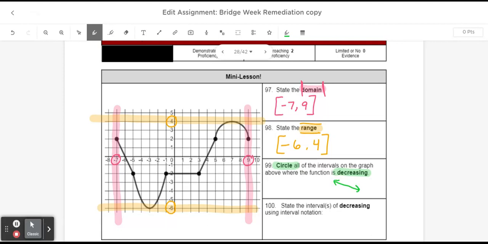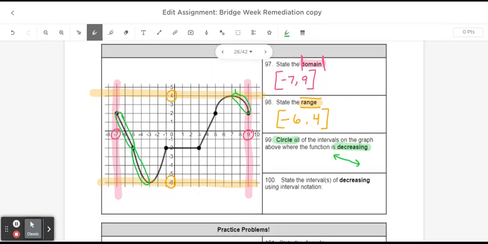The first part of the graph that's going downhill would be here. Then it continues to go downhill until it gets to the bottom of the hill. Then it switches to uphill, so I'm not going to circle the next part. Next, the graph goes downhill right here. And so there are really three sections where the graph is going downhill.